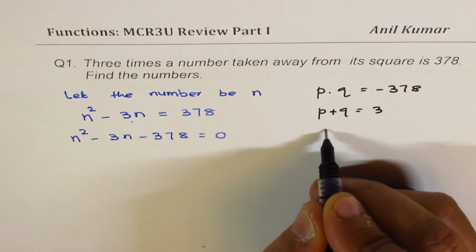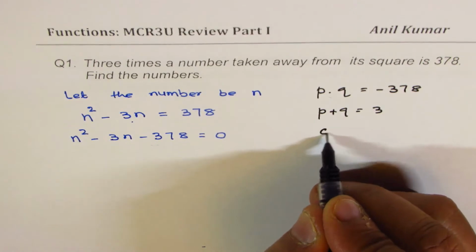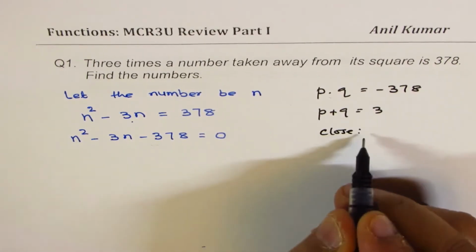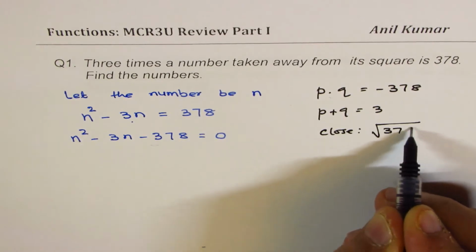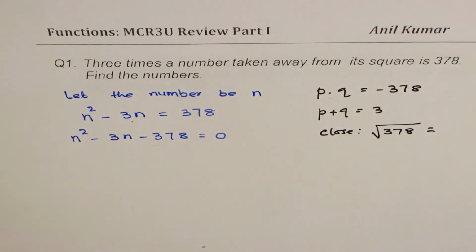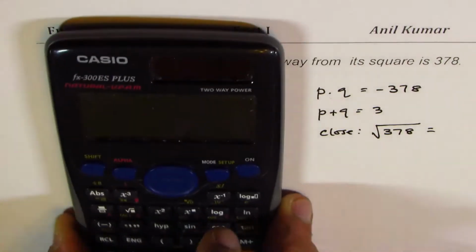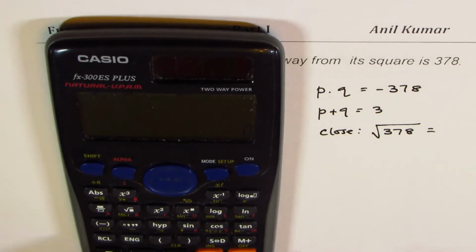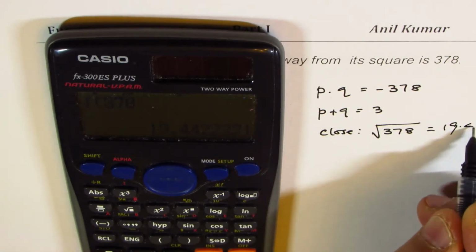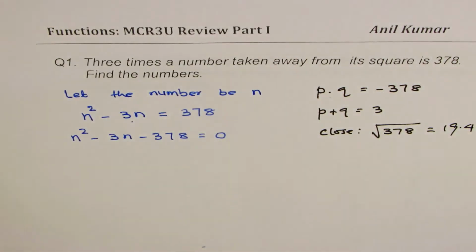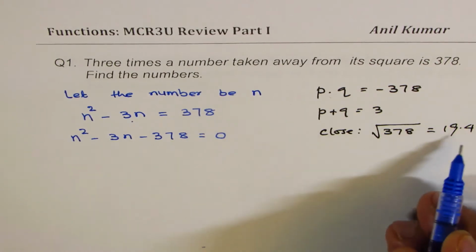That means they are very close, right? So whenever that is the situation, the hint is to find the square root of 378. Numbers close to this will be part of your solution. So we do square root of 378. So we get 19.4. So that means the numbers could be less than 19.